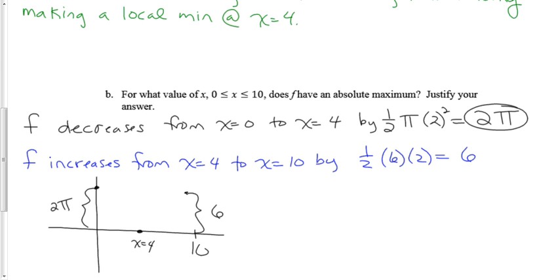So the question is, where's the absolute maximum? Which is higher, 2 pi or 6? So the absolute maximum is at x is 0, because it's 2 pi higher than the min, whereas at x is 10, that's 6 units higher than at x is 4.